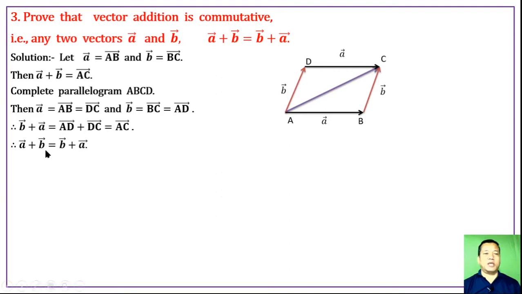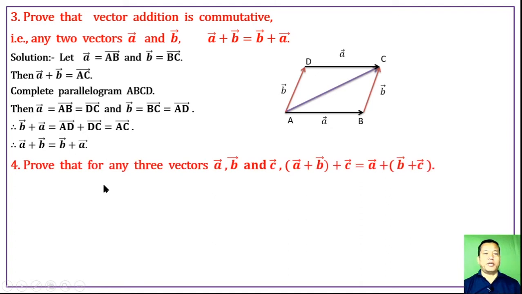Prove that for any three vectors A vector, B vector and C vector, A vector plus B vector, plus C vector, equal to A vector plus, B vector plus C vector. That is, vector addition is associative.